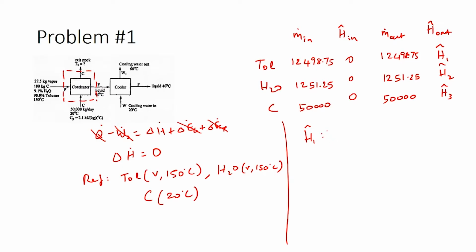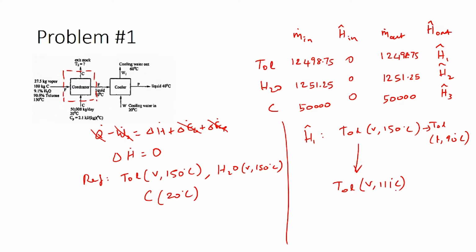So, H1 cap is nothing but the change from toluene vapor at 150 degrees Celsius, which is the reference state, to the exit condition which is toluene liquid at 90 degrees Celsius. So, here you have both temperature and phase changing, which means you have to build a hypothetical path. So, the path can be toluene vapor at 150 degrees Celsius is cooled to toluene vapor at 111 degrees Celsius. I choose 111 degrees Celsius because that is the boiling point of toluene, and we have the information about the heat of vaporization at 111 degrees Celsius which has been given to us in the problem.